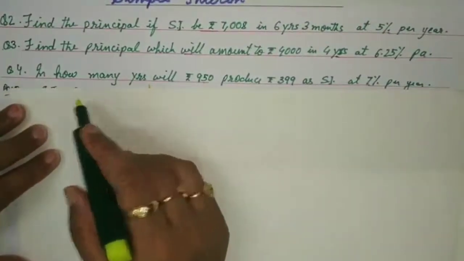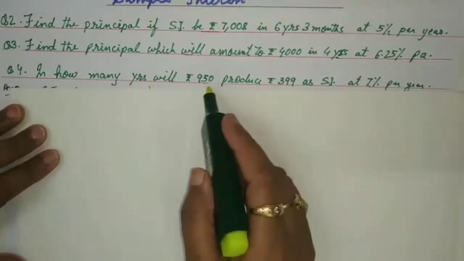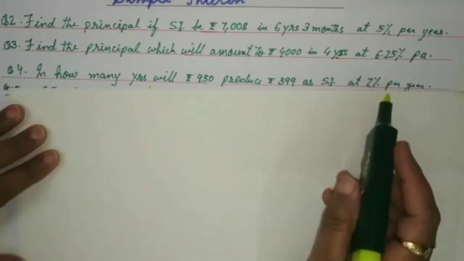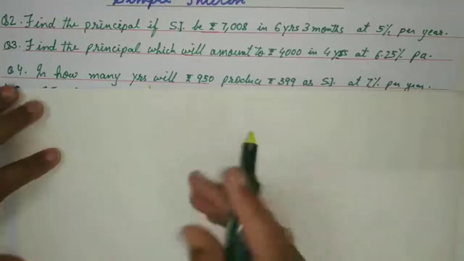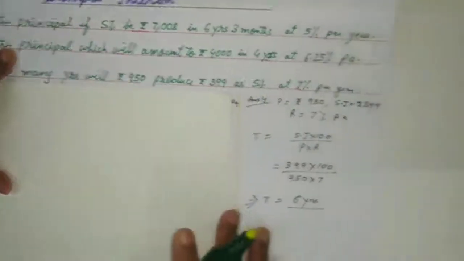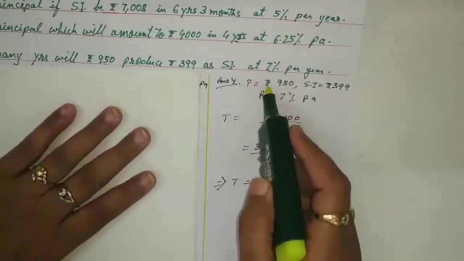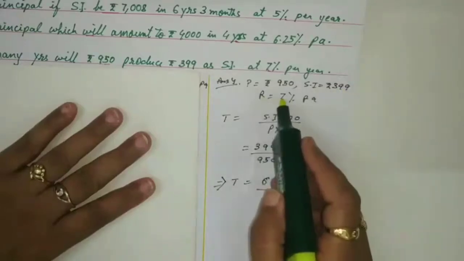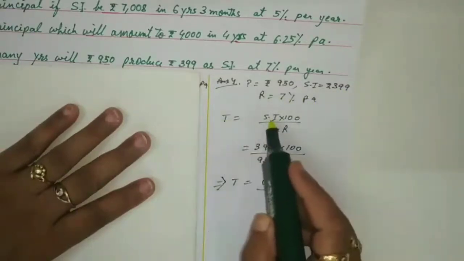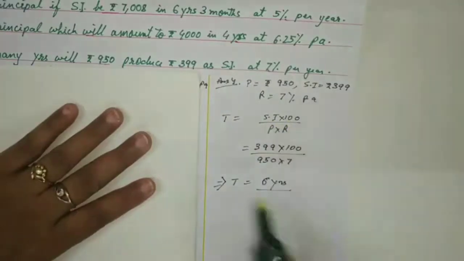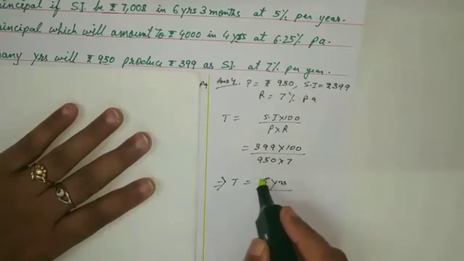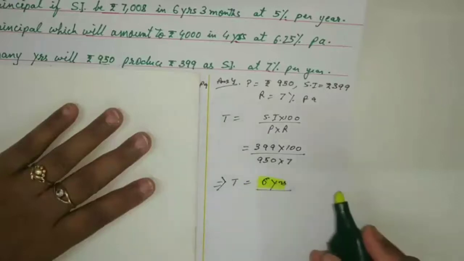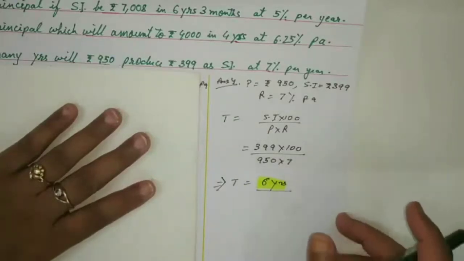In how many years will rupees 950 produce 399 as simple interest at 7% per annum? So you are given the values of principal, which is 950, simple interest, which is 399, rate, which is 7% per annum. So time is given as SI into 100 by P into R. So we substitute and we get the time. After cancellation and multiplying, we get it as 6 years. So this set was simple, I hope. Okay, so we go to the next set.